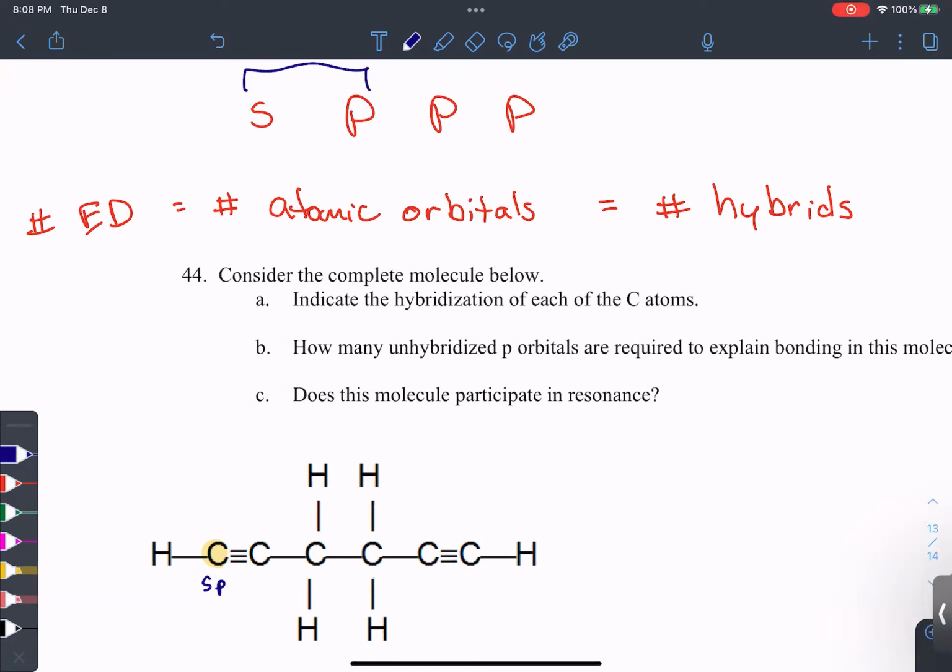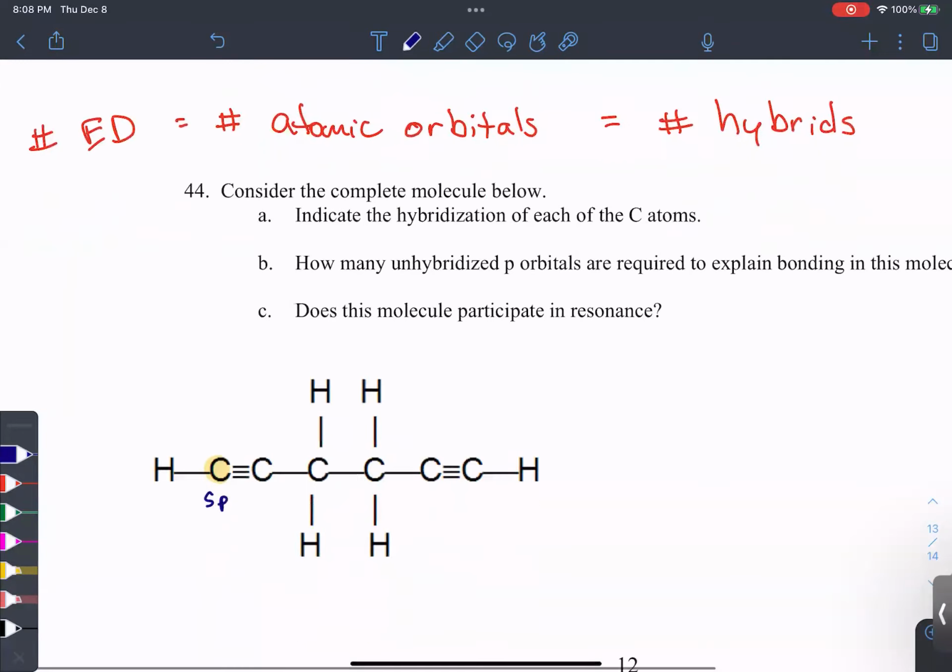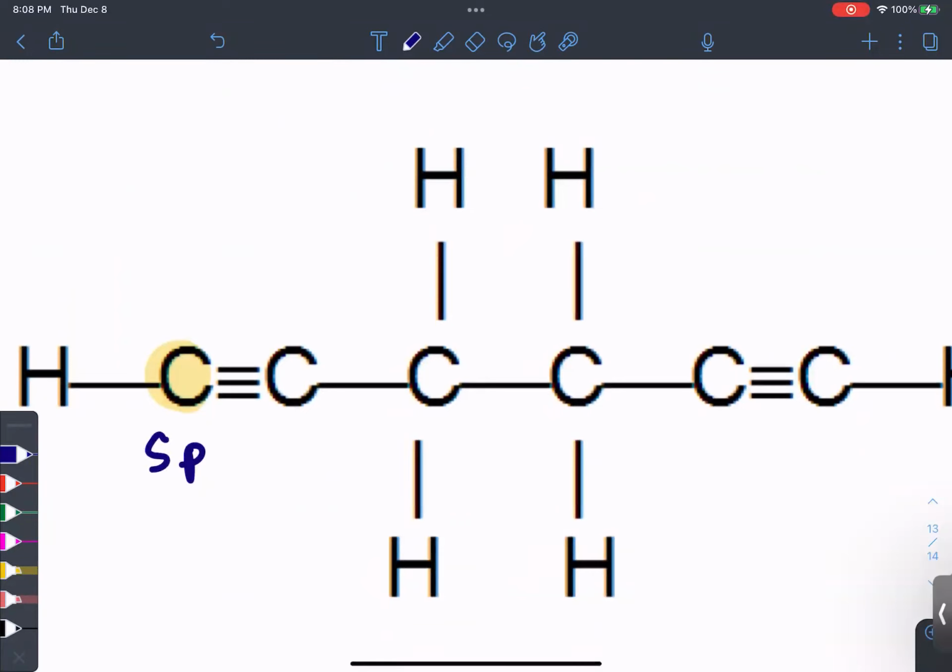So here's another question. If we have an sp hybridized carbon, how many pi interactions can an sp hybridized carbon make? 2, because there are 2 unhybridized p orbitals. Pi interactions happen between unhybridized p orbitals. Let's look at that carbon atom. How many pi bonds are on that carbon atom? 2, because it has 2 unhybridized p orbitals.